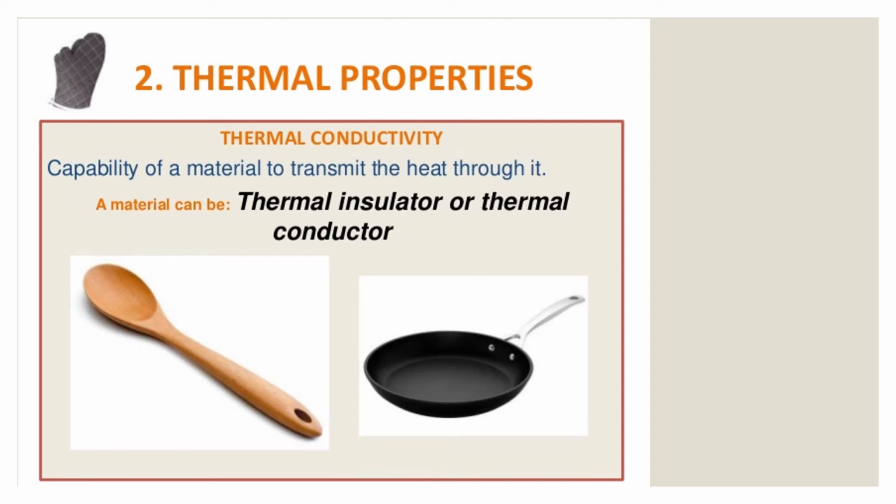Next, here you can see the words thermal properties, but if you see in your book, the word is conductivity. Conductivity means the capability of a material to transmit heat through it. For example, our cooking utensils are made up of metals. Why are our utensils not made up of plastic? Because plastic is not a good conductor of heat. So on the basis of conductivity we can divide materials.